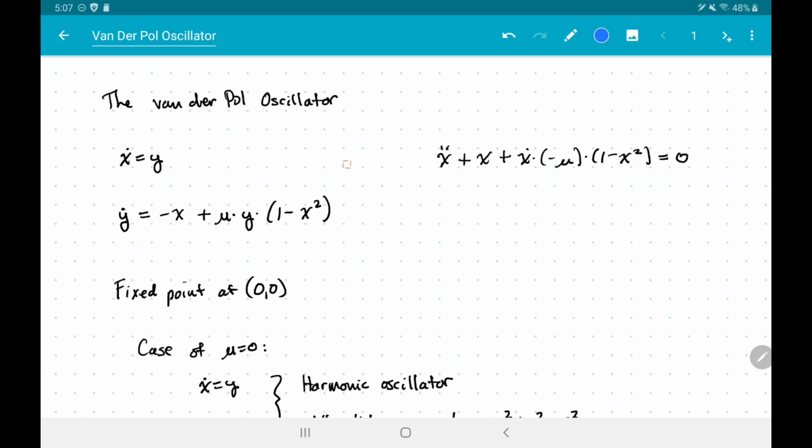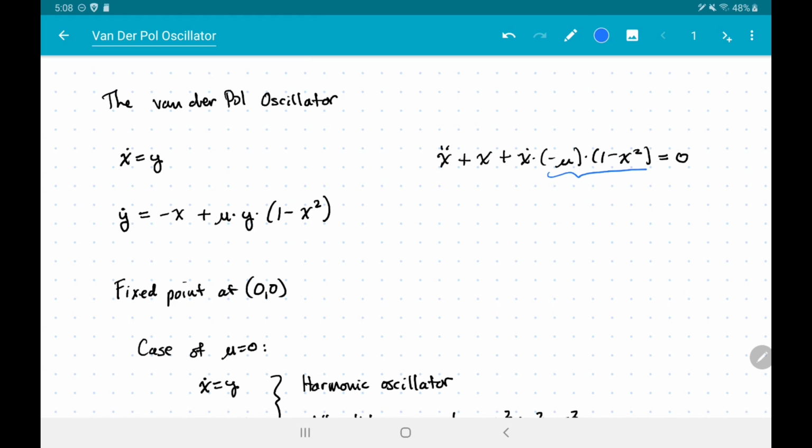You can also think of it as a single variable second order dynamical system. The part here is simply the standard harmonic oscillator. This part is damping, and you can see that the damping is nonlinear, so that's what makes this more interesting than just a harmonic oscillator.